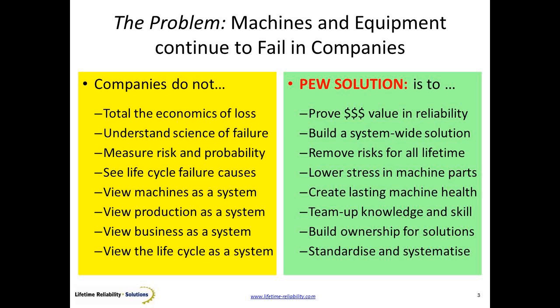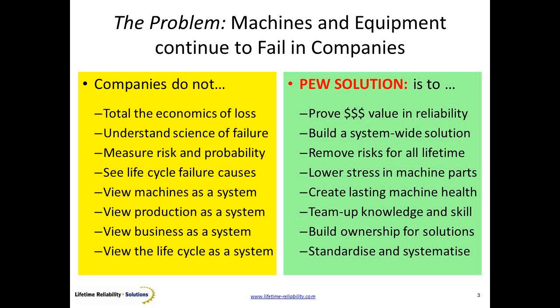So plant and equipment wellness, its solutions are intended to provide money through achieving reliability. Reliability has to deliver money, and we want to prove the money's there first before we even go chasing it. We build a system-wide solution. System-wide as in production-wide, business-wide, life cycle-wide. We want to pick all that big picture stuff up and paint a very clear vision of the future and how good that's going to be.